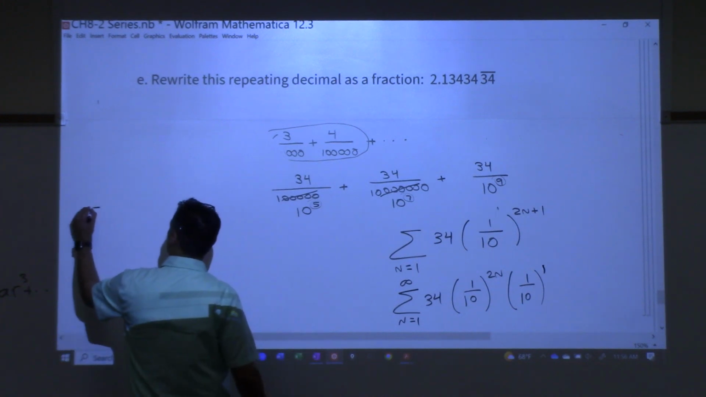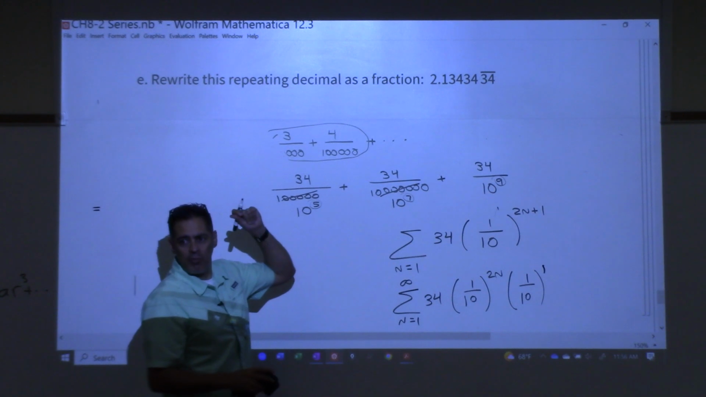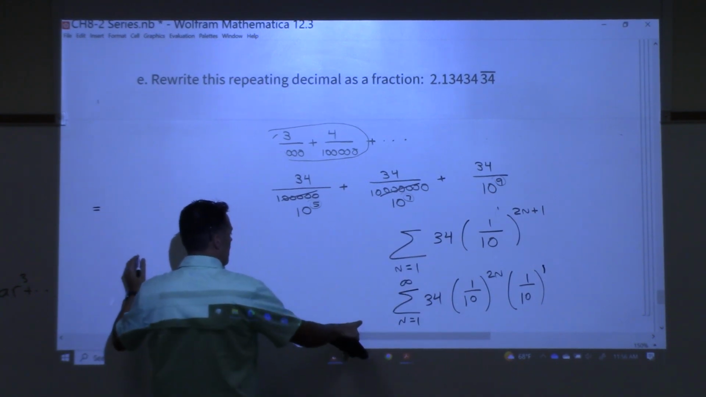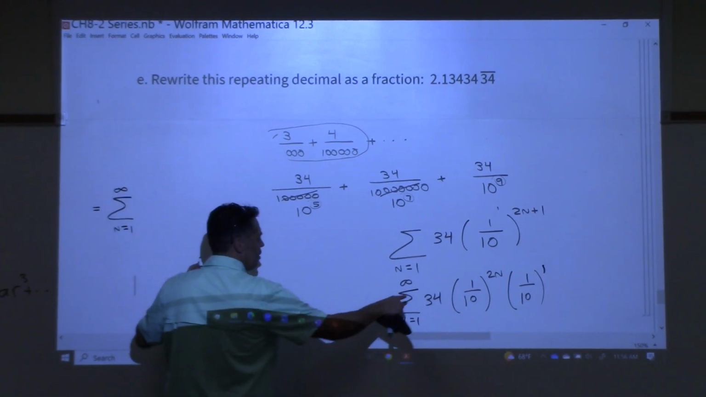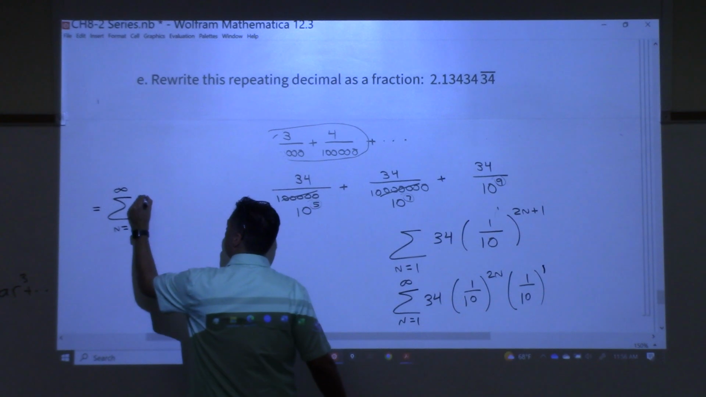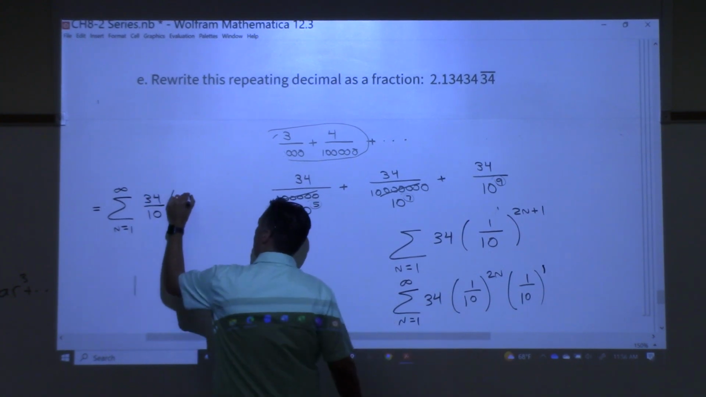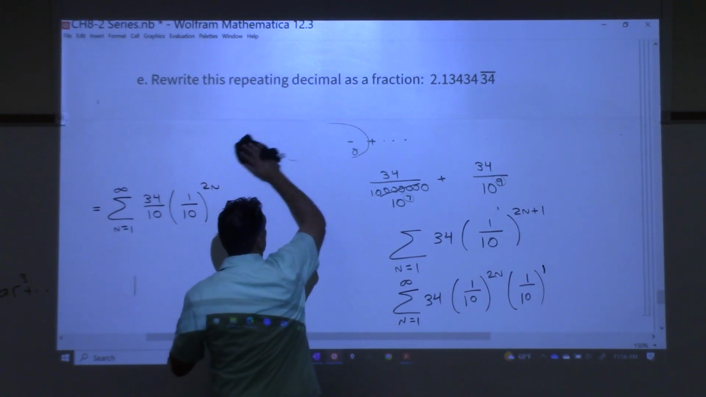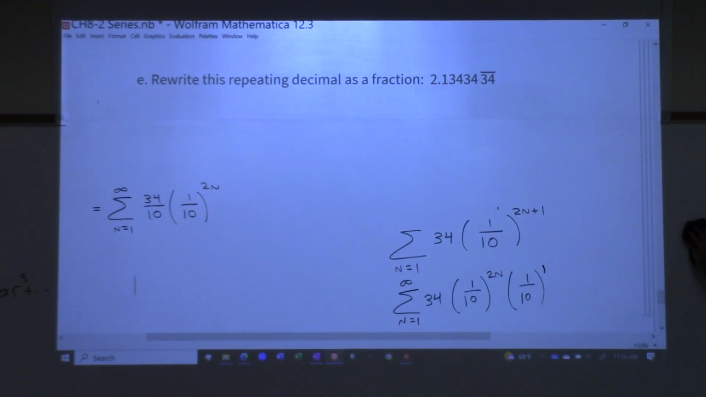So I'm just working with this. Remember, I have a 2 plus 1/10 out in front. So I'm working just with that sum. I now have the sum from n equals 1 to infinity of 34, and that 10th comes, I'm not going to reduce it yet. I'll reduce it on the next step. 10 over 34. And now this is 1/10 to the 2n. A little better, right? Trying to get it to an n minus 1?